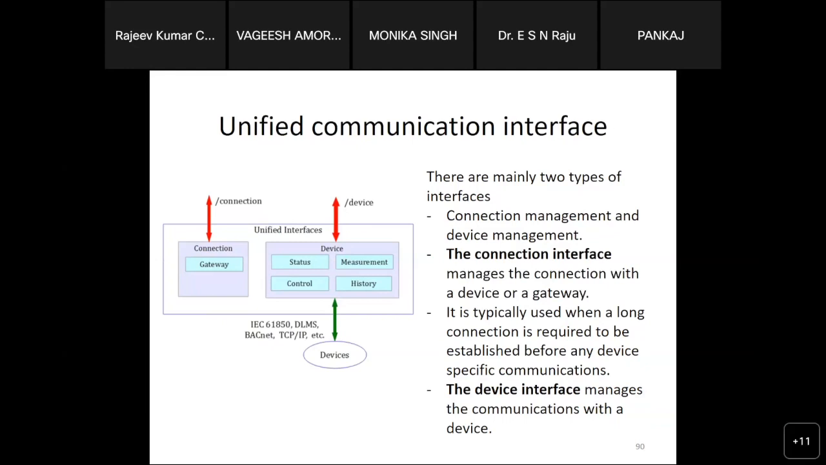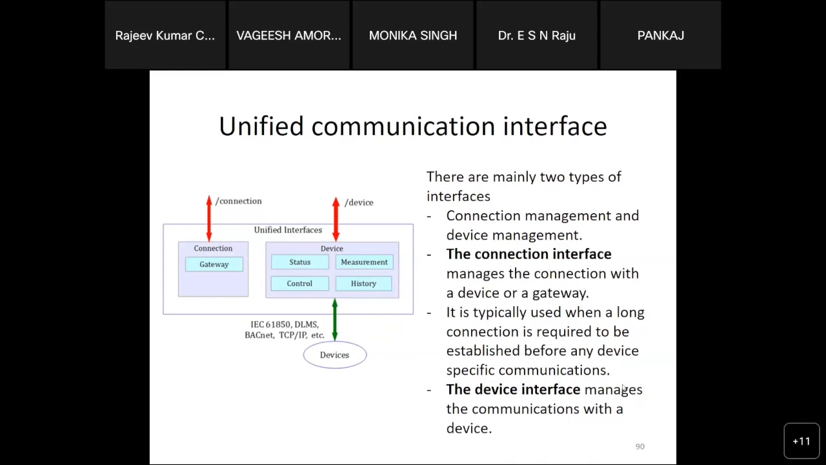If you see, we have many devices. Some devices may be operating with the IEC 61850 communication standard. Some may be operating with TCP/IP. Some may have BACnet. Some may have DLMS. So we have different communication protocols for the different devices. But at the end of the day, we have to bring all of these onto a common communication interface. That is the unified communication interface, based on the connection interface as well as the device interface.